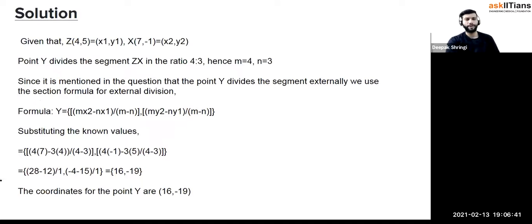Look at this. The formula was mx2 minus nx1 over m minus n, or my2 minus ny1 over m minus n. I already told you that x1, y1 is 4, 5, and x2, y2 is 7, minus 1. And the ratio is 4:3, right? So in place of m, I put 4. In place of n you will put 3. In place of x1 you will put 4, in place of y1 you will put 5, in place of x2 you will put 7, and in place of y2 you will put minus 1, right? You solve it, you get the answer as 16, minus 19.